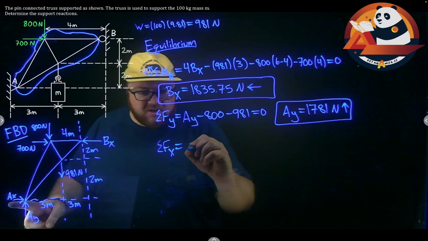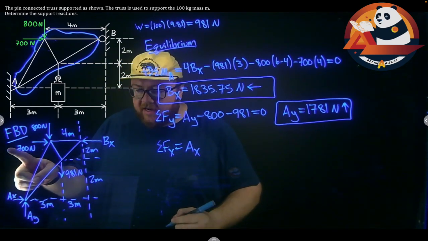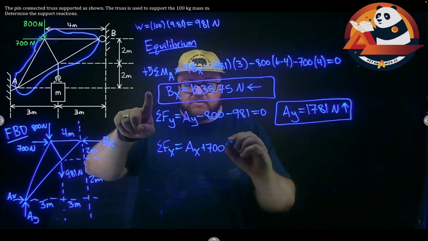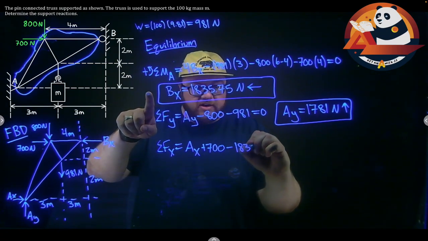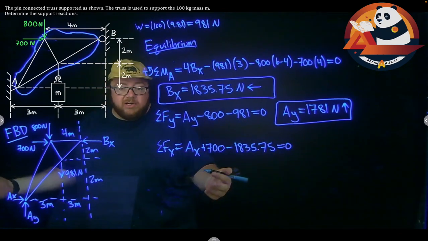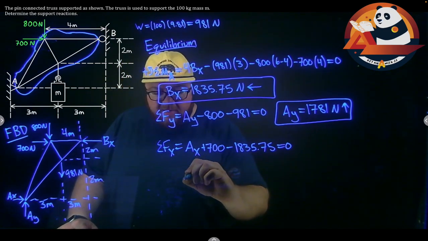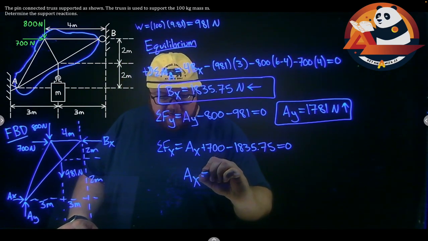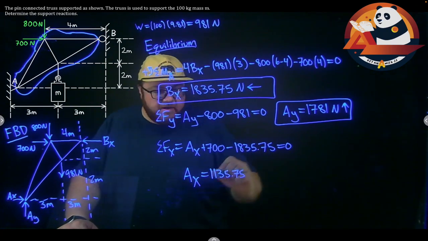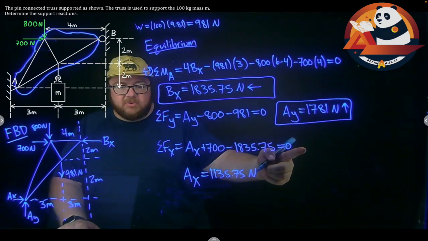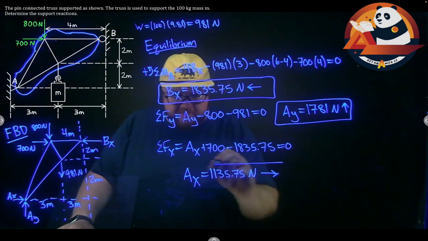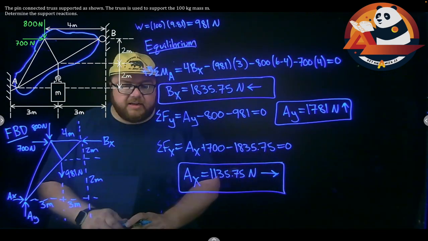So I would have Ax goes to the right, plus 700, minus Bx, which was the first thing we found, minus 1835.75 equals 0. Ax is our only unknown here. I should be able to solve for Ax pretty straightforward. I'm going to get that Ax is a positive 1,135.75 newtons. I get a positive number from this equation, which means I guessed the right direction in my free body diagram. It is to the right, which would be my final answer for everything here.